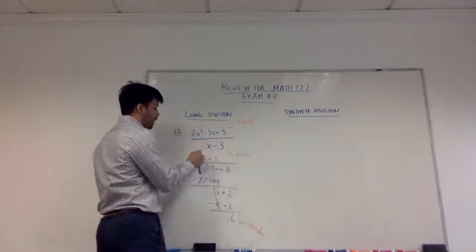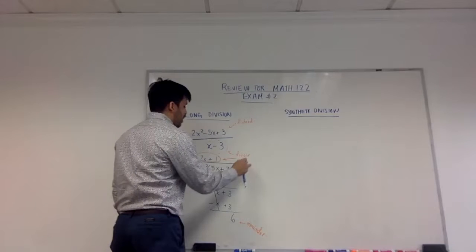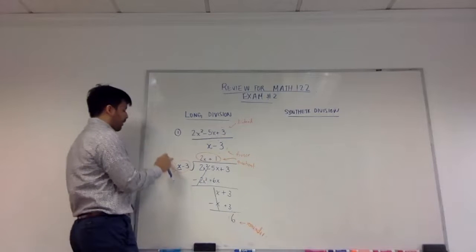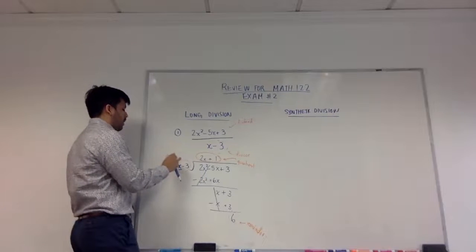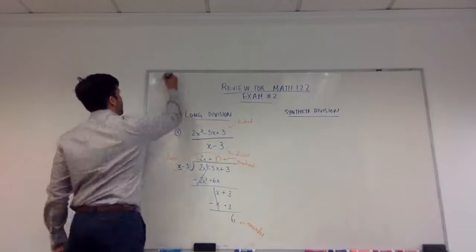And this will be called my quotient. And this is still going to be my divisor. Now, what you need to remember is that division algorithm, right?